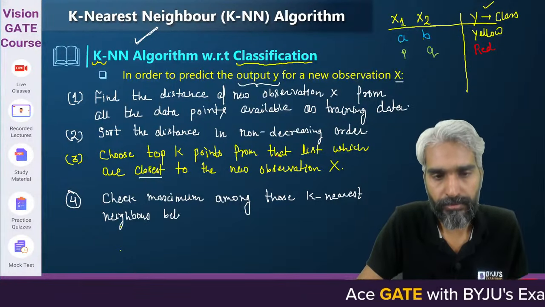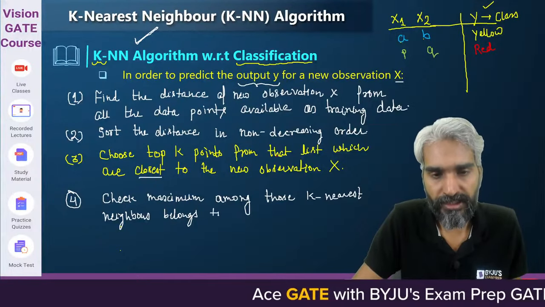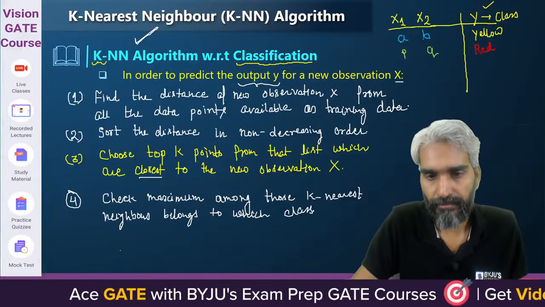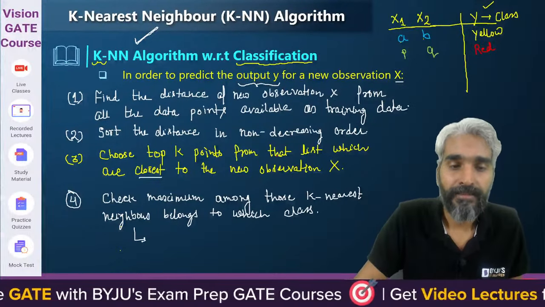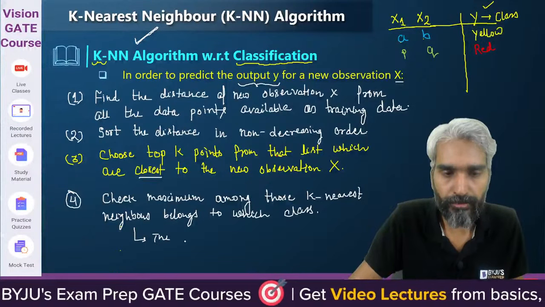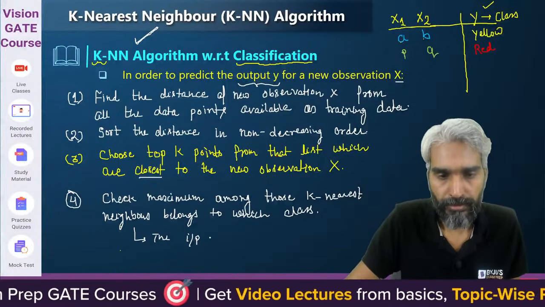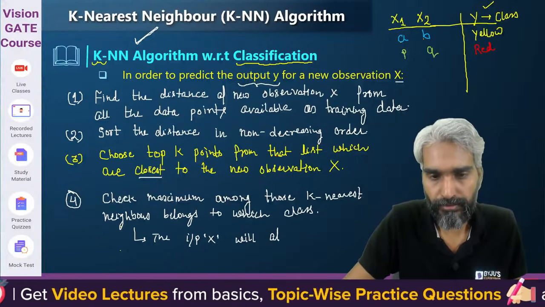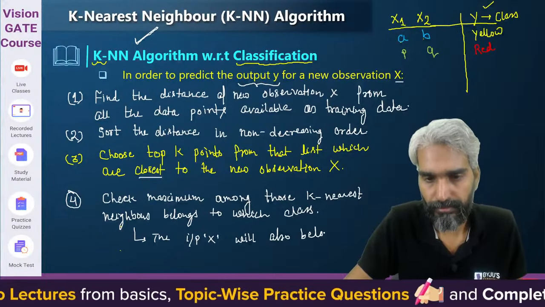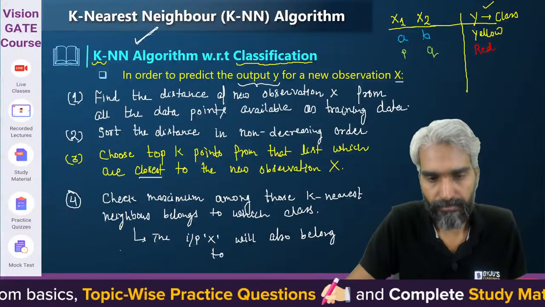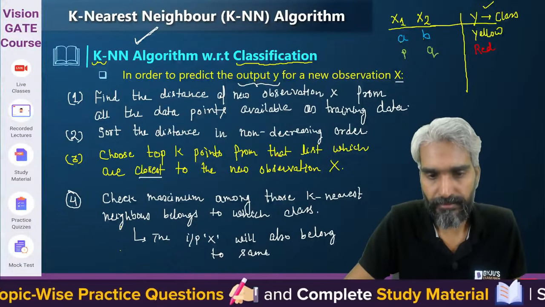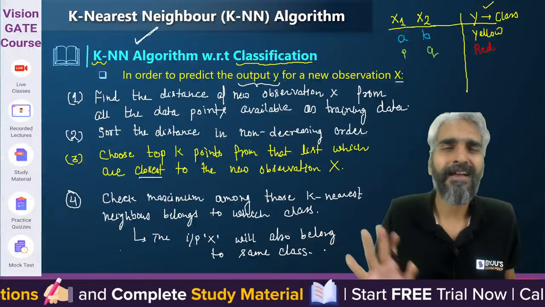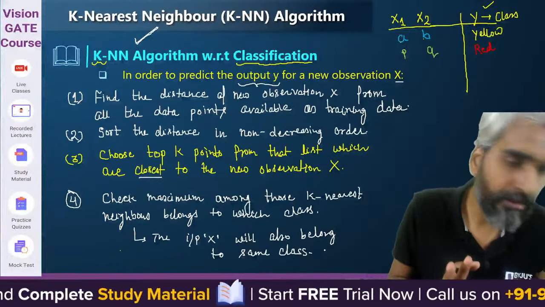Check which class the maximum among those k nearest neighbors belongs to. The new input x will also belong to the same class. Got the idea? Simple algorithm.